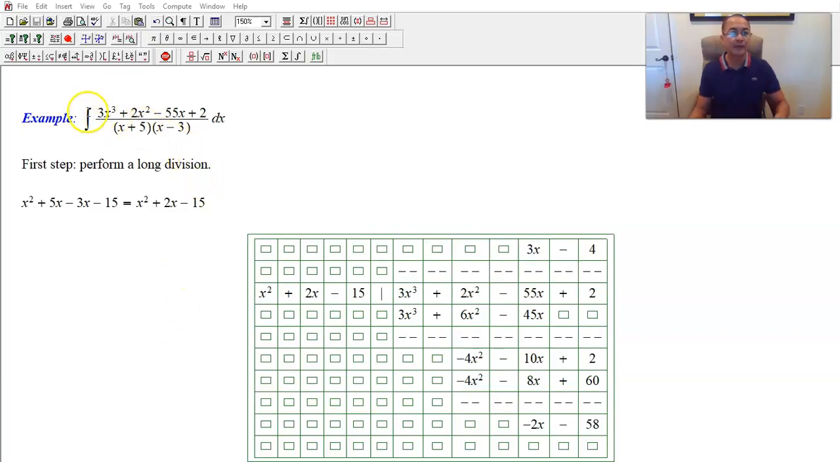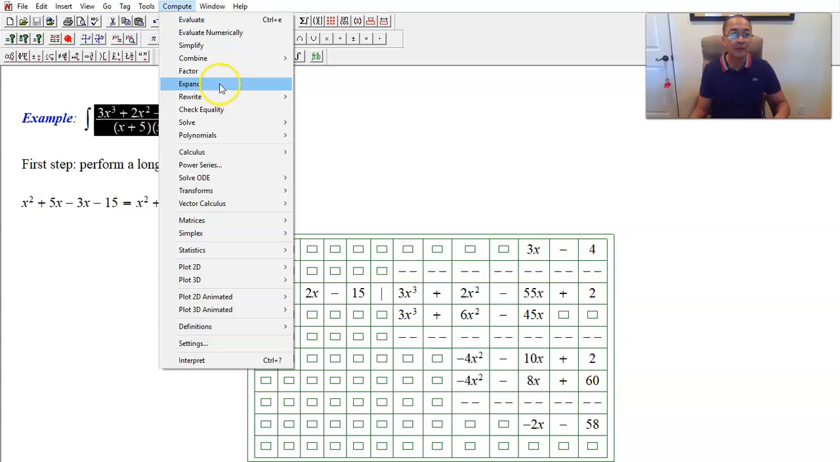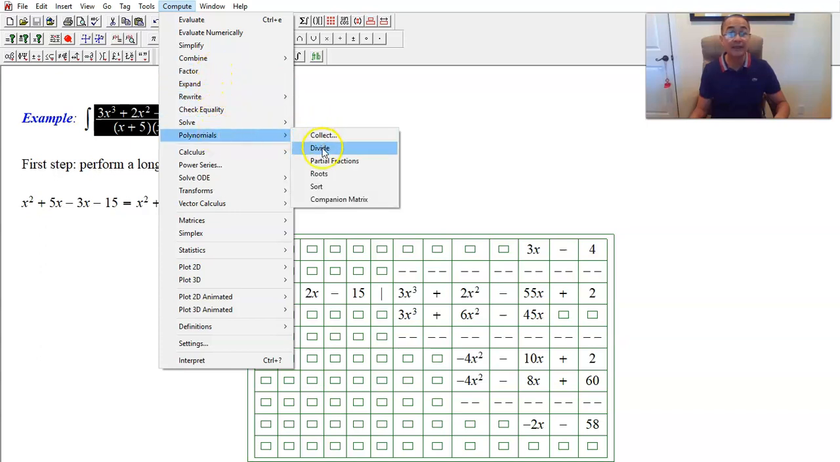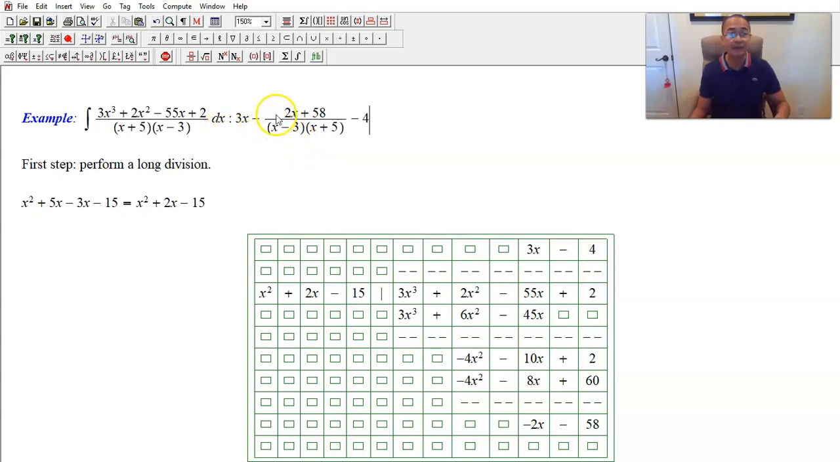Just for a little treat, Scientific Notebook through Maple can do the long division for me. So compute polynomials and divide. Yeah, so here is the answer. For some inexplicable reason, it is in the wrong order. So we get 3x minus 4, which is our quotient, and you have minus quantity 2x plus 58 over the original fraction. So of course our answer is correct. What this means is that in the next step, instead of integrating the original fraction, we will integrate these 3 pieces.